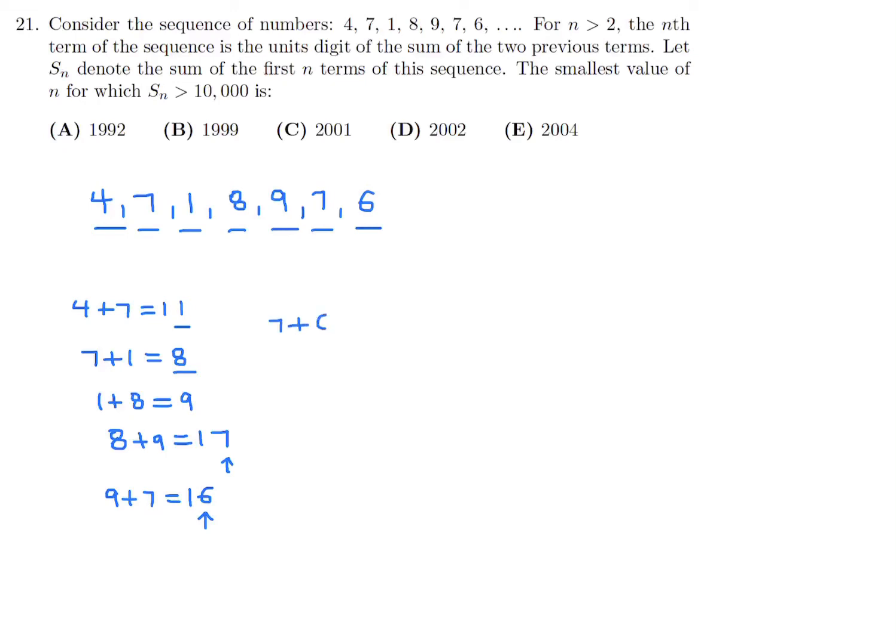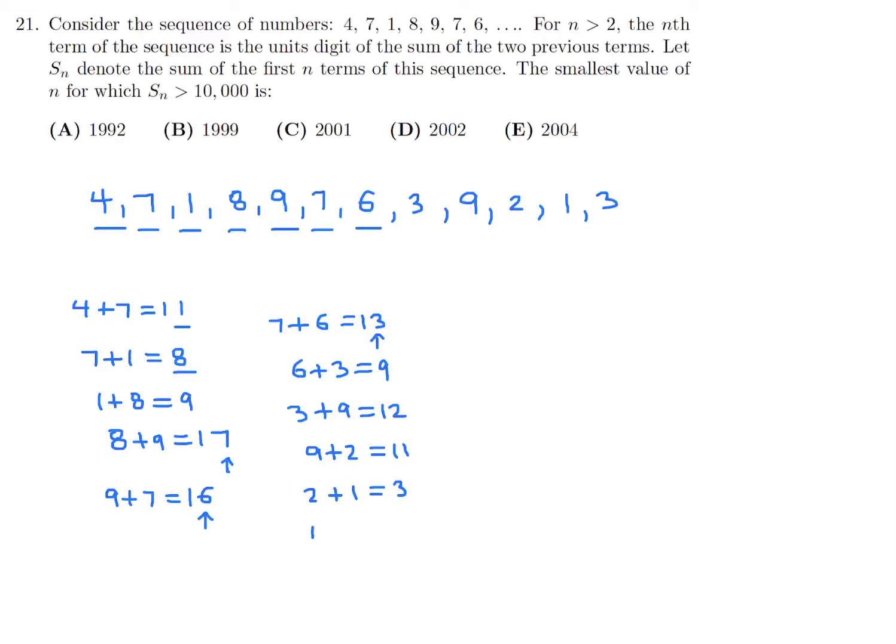So 7 plus 6 is 13. Units digit is 3. So we go 3. Let's see here. 6 plus 3 is 9. The units digit is 9. 3 plus 9 is 12. Units digit there is 2. 9 plus 2 is 11. Units digit is 1. 2 plus 1 is 3. Units digit is 3. 1 plus 3 is 4. Units digit is 4. 3 plus 4 is 7. That gives me a units digit of 7. 4 plus 7 is 11. That gives me a units digit of 1.